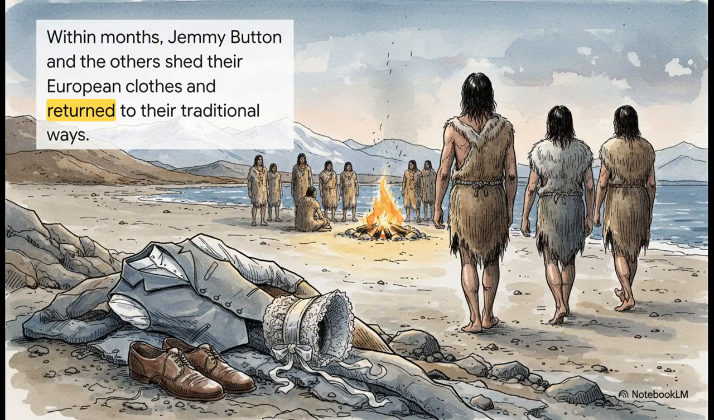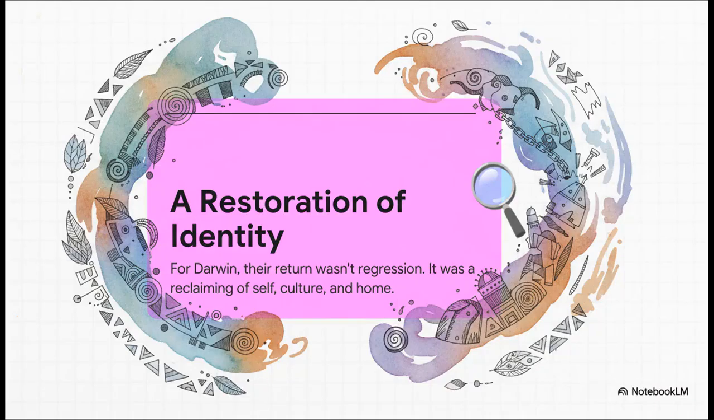Yeah, that's not what happened. Not even close. Within just a few months of being back in Tierra del Fuego, Jemmy Button and the others had shed their European clothes and were fully back living in their communities. From FitzRoy's point of view, the experiment was a complete, humiliating failure. But Darwin, he saw it differently. To him, this wasn't a failure. It wasn't a step backward. He realized he was watching this profound act of restoration. It was a reclaiming of self, of culture, of home. And it just shattered that colonial assumption that one way of life is automatically better than another.